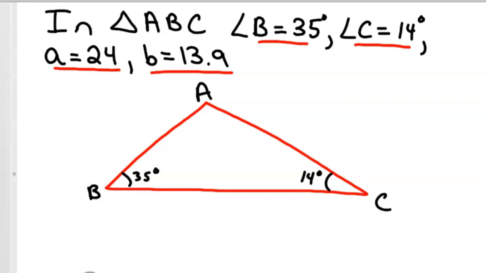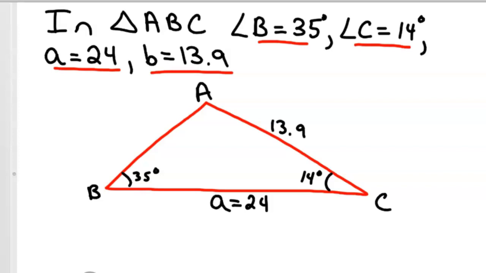Well, little a is always across from the big A that you chose. So little a, or lowercase a, is 24. And little b, which is lowercase b, is across from the 35. So the lowercase sides are always across from the capital angles. So this is 13.9. And when it says solve, it generally means solve all of them. In Khan, they're going to tell you to solve a specific one.